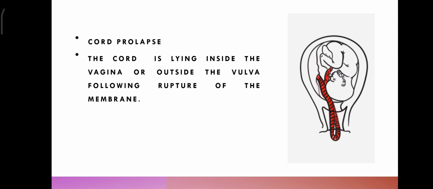The next one is cord prolapse. The cord is lying inside the vagina or outside the vulva following rupture of the membrane. That means the umbilical cord is seen outside the vagina or vulva.